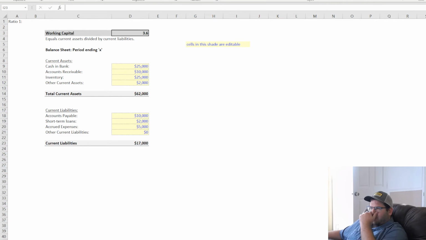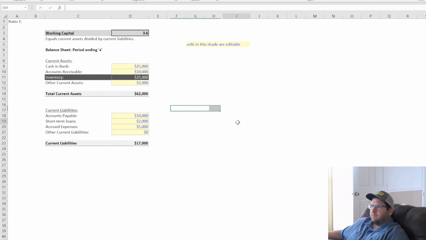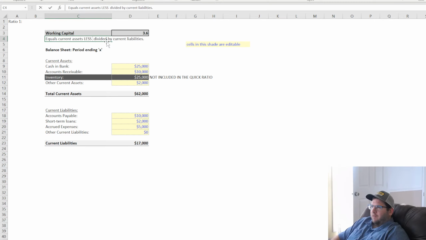Now this is tricky. So the quick ratio is taking inventory out of the calculation and then doing the same as above, like current assets divided by liabilities. So do not include inventory. So we're going to black this out. Not included in the quick ratio. Current assets less inventory divided by current liabilities.